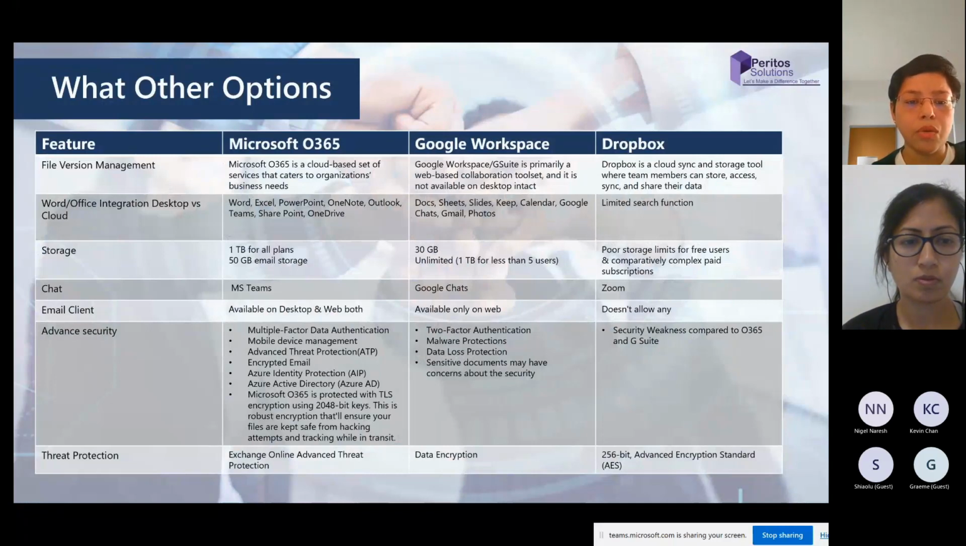Email client Outlook includes a web version as well as the desktop version. Both are better in performance as compared to other products in the market like G Suite or Dropbox, which of course don't have that. In terms of security, O365 provides you with multi-factor authentication, and Microsoft O365 is protected with TLS encryption using 2048-bit keys. This is robust encryption that will ensure your files are kept safe from hacking attempts and tracking while in transit. With advanced threat protection, O365 solutions are completely protected and reliable to meet all your business needs.